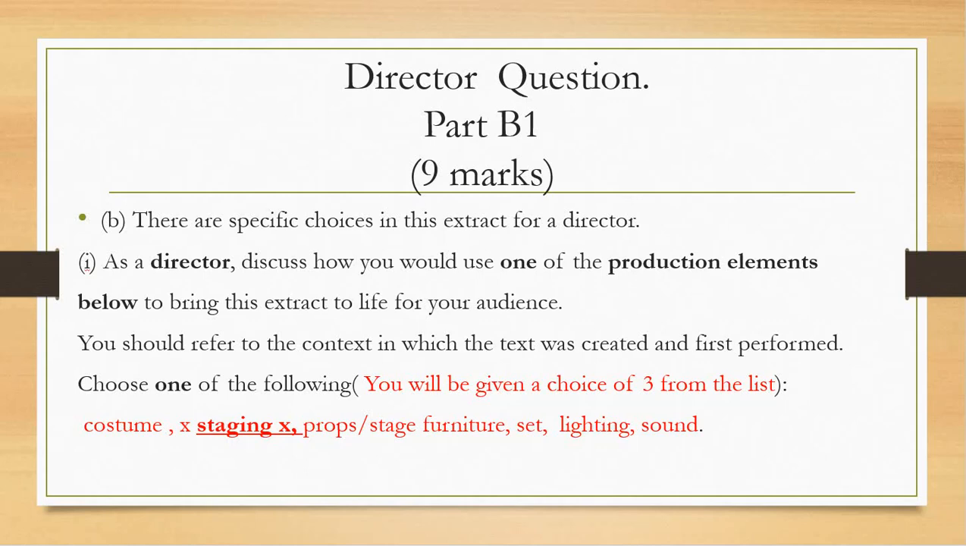As a director, discuss how you would use one of the production elements below to bring this extract to life for your audience. You should refer to the context in which the text was created and first performed. Choose one of the following. Now before we look at one of the following, let's look at this question. So it's asking you specifically, director.